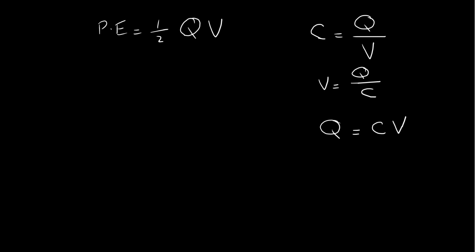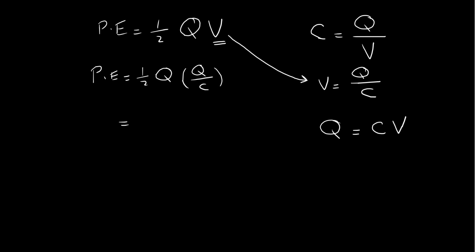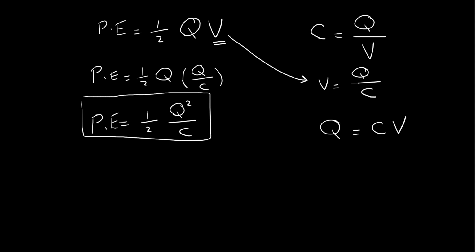I'll use these different forms as an advantage to replace them here. So let's say I want to replace this voltage here by this formula and see what's going to happen with our potential energy. It will be half Q, and it's going to be Q over C, to give us that it is half Q square over the capacitance. That will be the second form to calculate the energy stored in a capacitor.